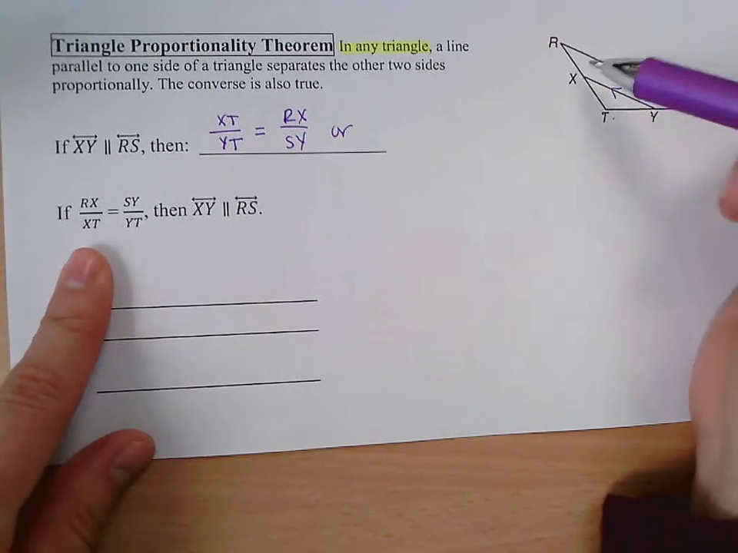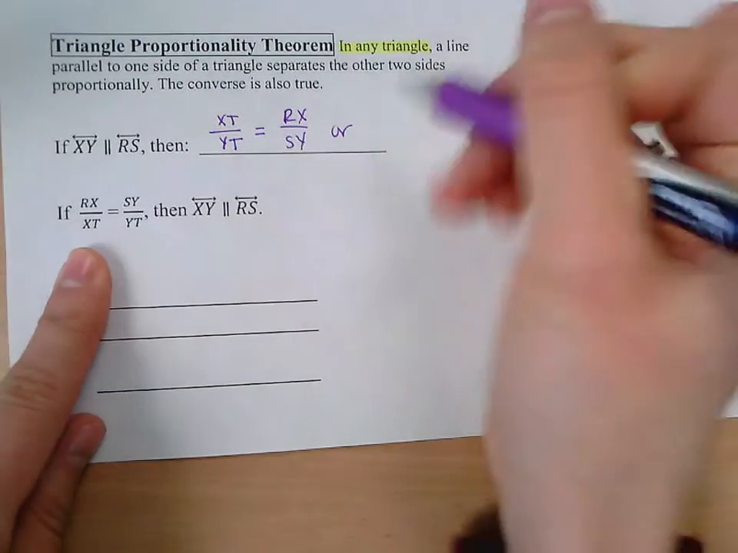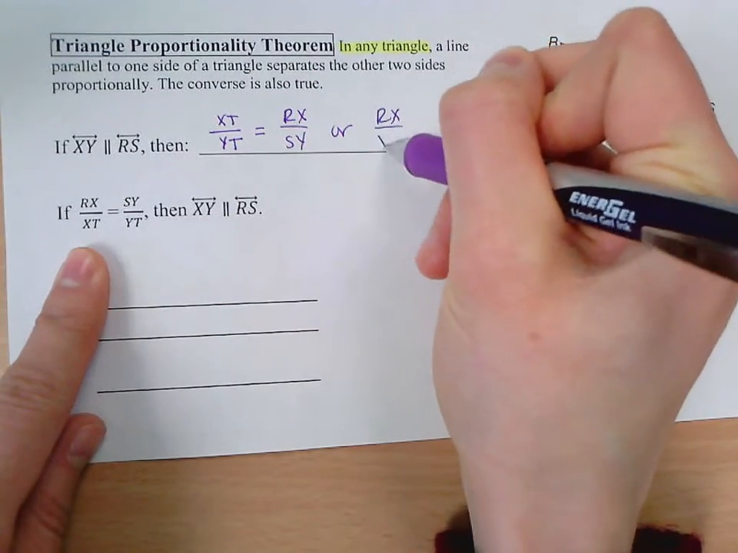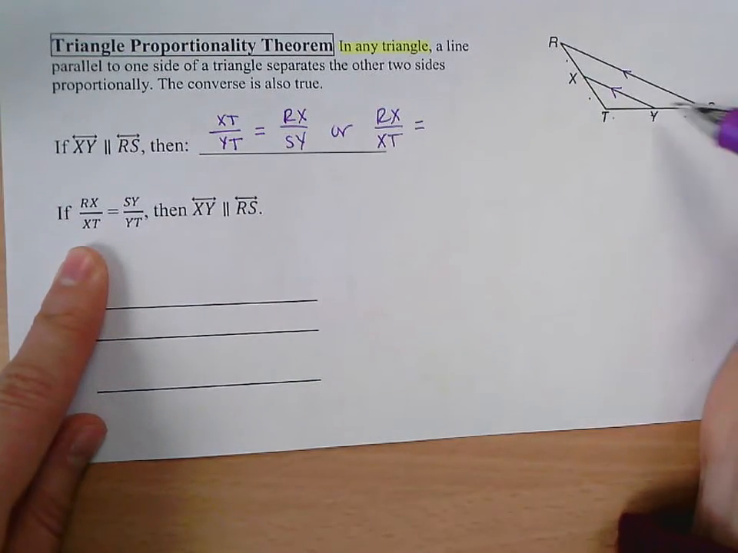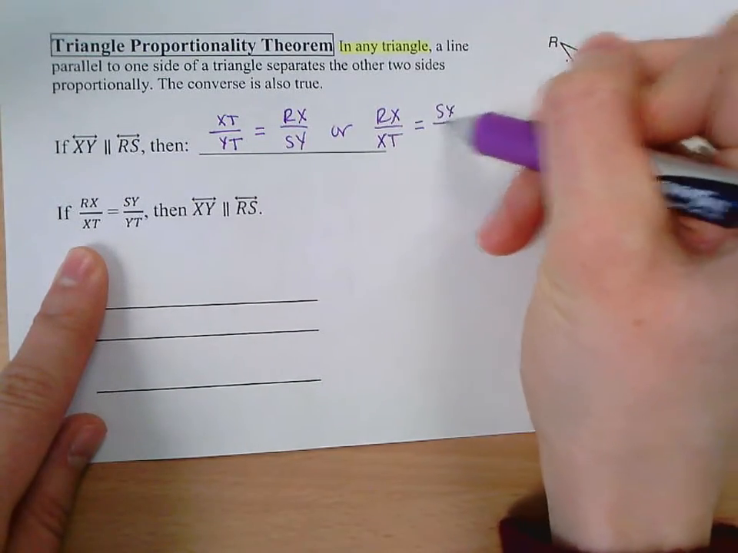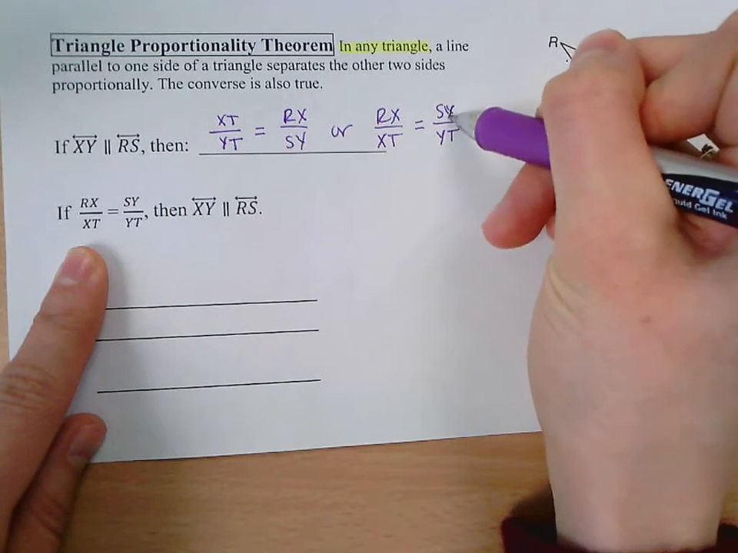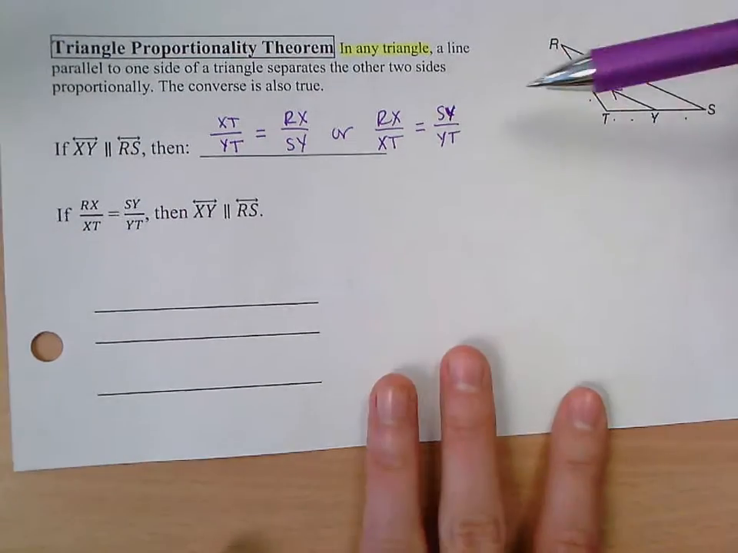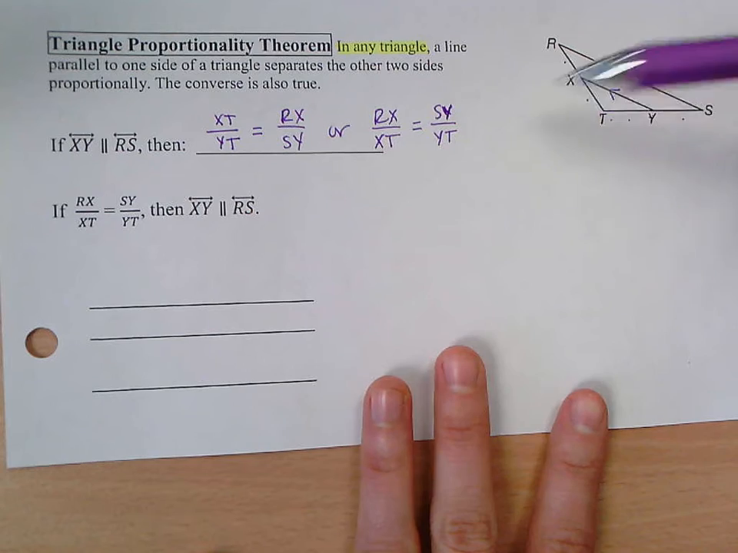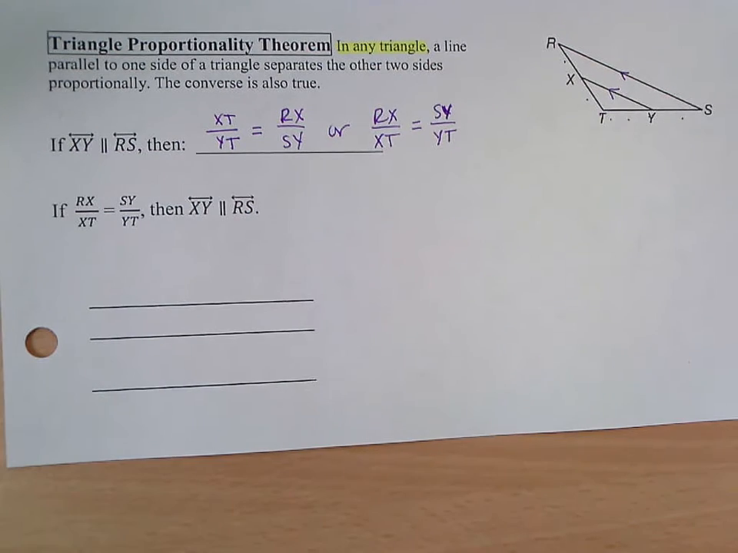like it's written here, I could write rx over xt, and then sy over yt. So as long as when you're setting up that proportion that you're keeping the ratios lined up that way, and while you work through examples, it can be more confusing to explain. But if you are setting up examples, just let me know if you're having trouble setting up those proportions. But that's what it says here.